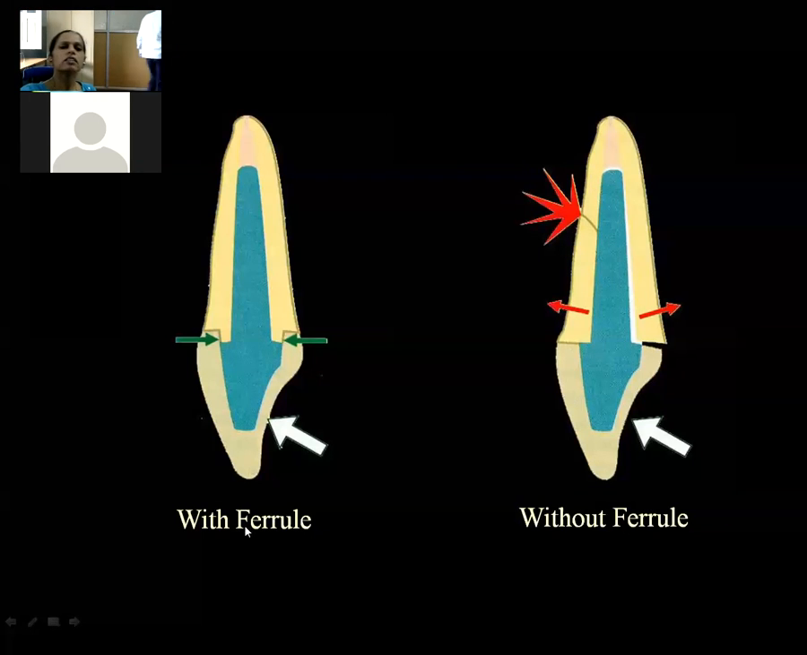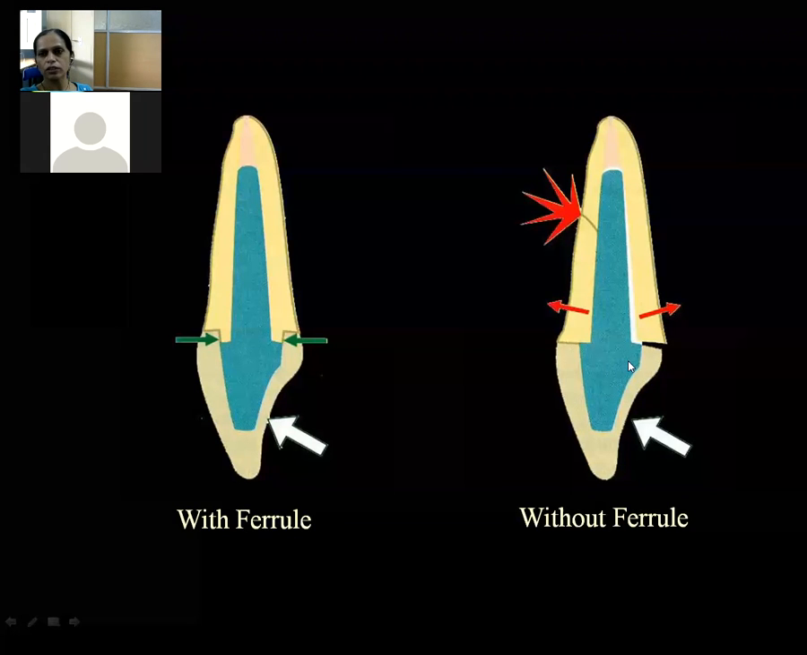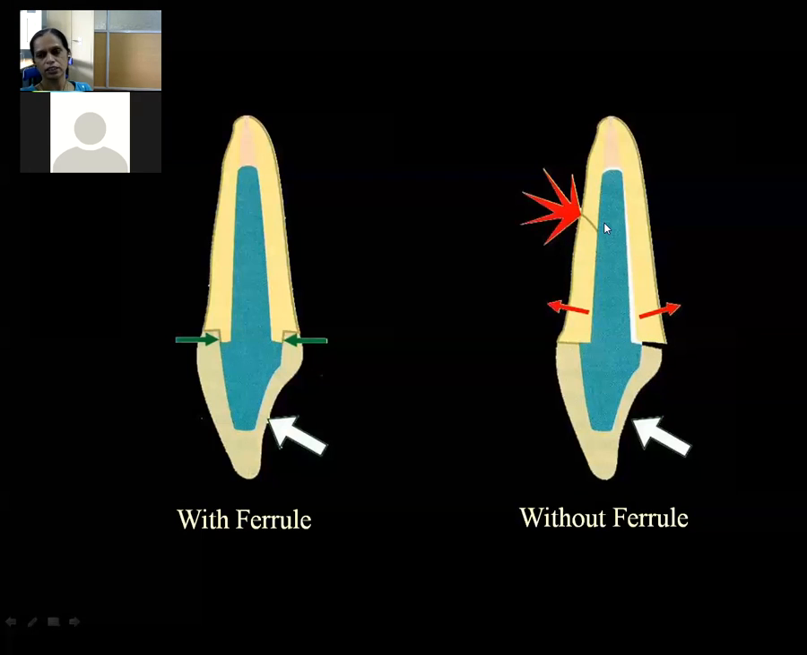So sorry. So here, just now I discussed, because of ferrule there is less chance of fracture. Here, ferrule is not there, so it causes rotation, and with rotation of this crown, the stresses are transferred to the root dentin and there are chances of fracture of the root.